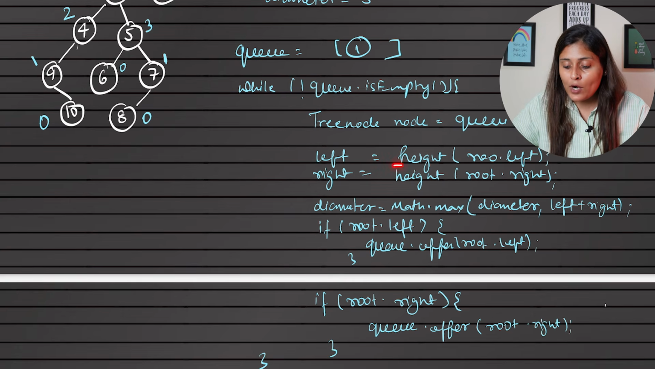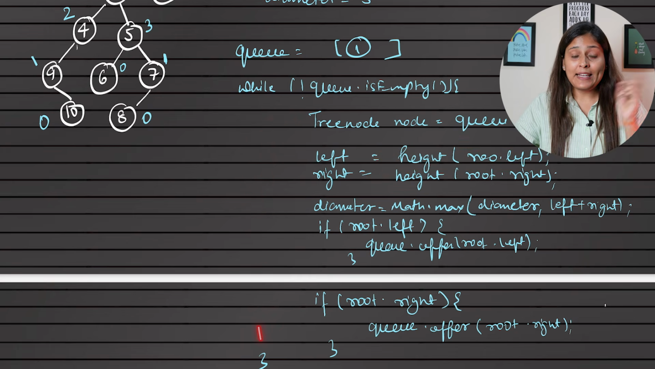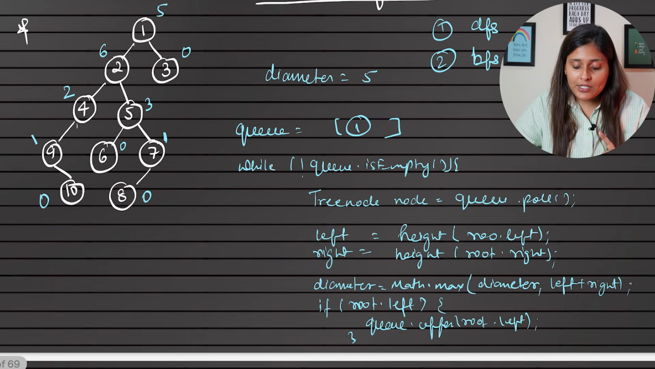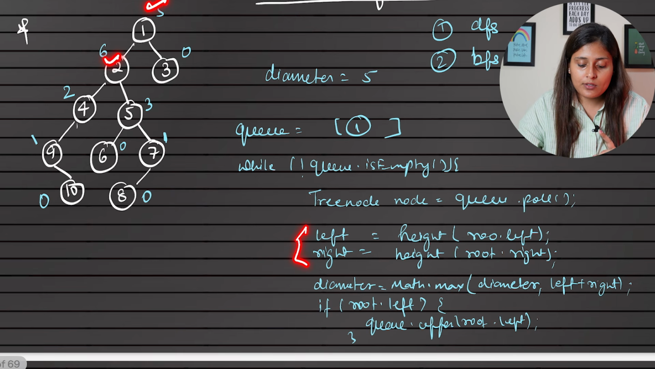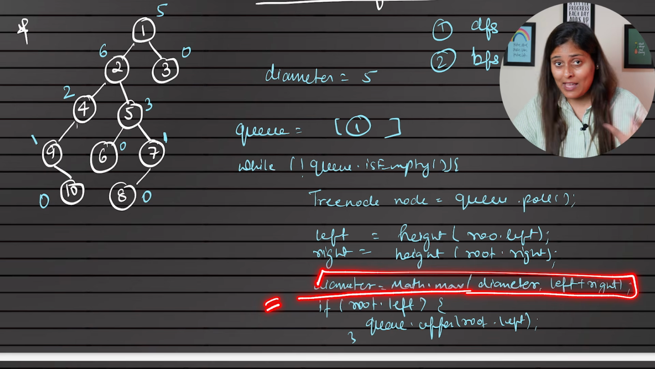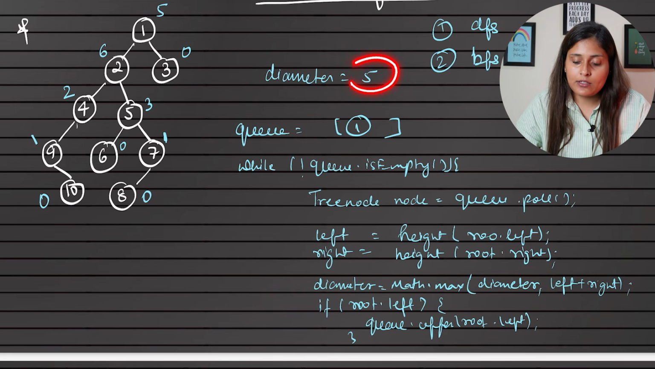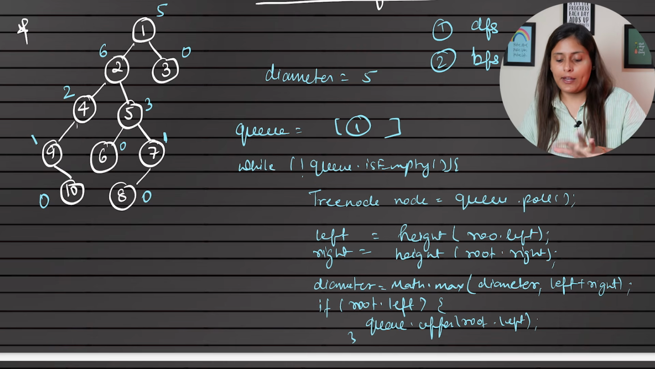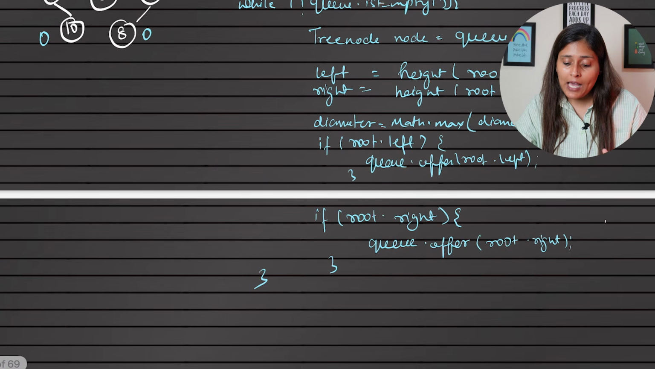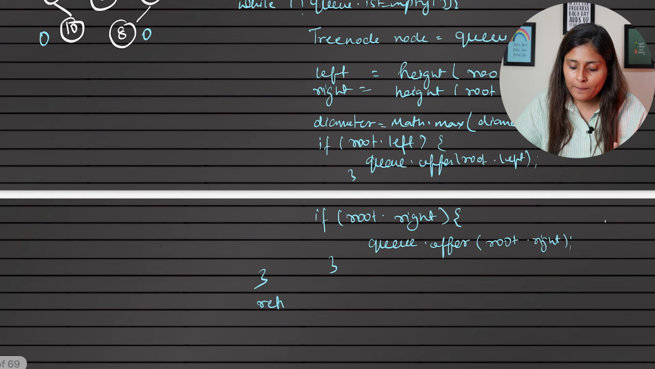Now I don't know what height is doing, but for sure this much line of code will give me the diameter for every node, and this line of code, diameter is equal to Math.max of diameter or left plus right, will keep on updating my diameter with the maximum diameter so far. So can I say after coming out of this while loop, I can return my diameter here, return diameter, okay.